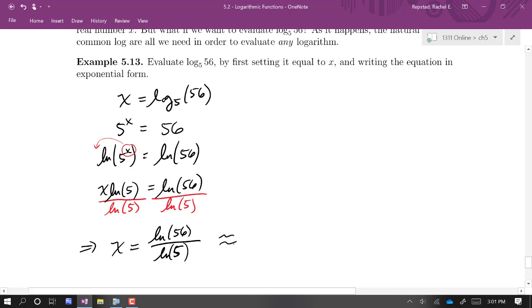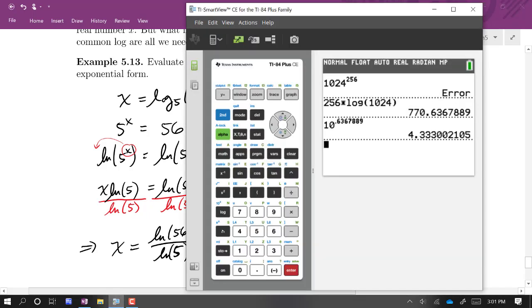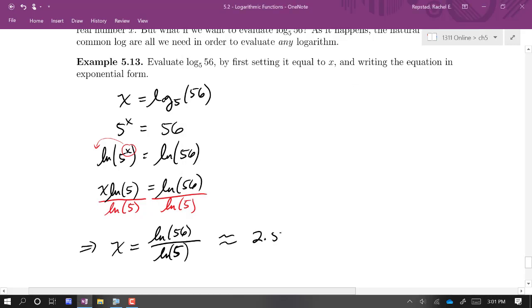And now we can evaluate this in the calculator. ln 56. I'm going to make sure I close those parentheses before I divide by ln 5, and then close those parentheses. I get 2.501 approximately. That's x, right? And that is what we were looking for. That's equal to log base 5 of 56.